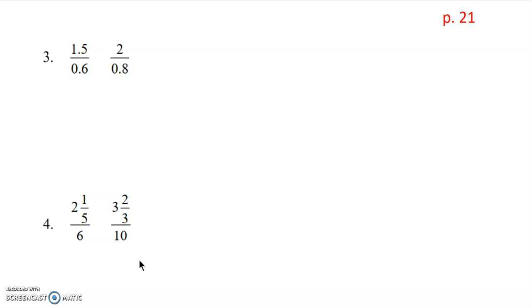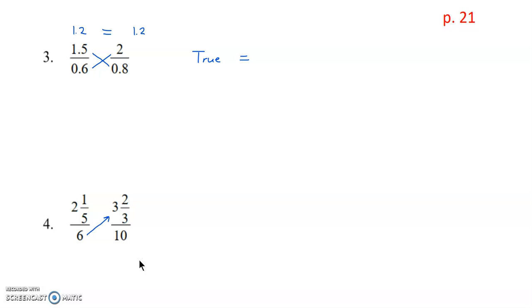Fractions and decimals work the same way. We can cross multiply, and you can go in any order you like, top to bottom or bottom up to the top. I usually go up to the top. So 0.6 times 2 is 1.2, and 0.8 times 1.5 is also 1.2. So we have a true proportion here. These are equal.